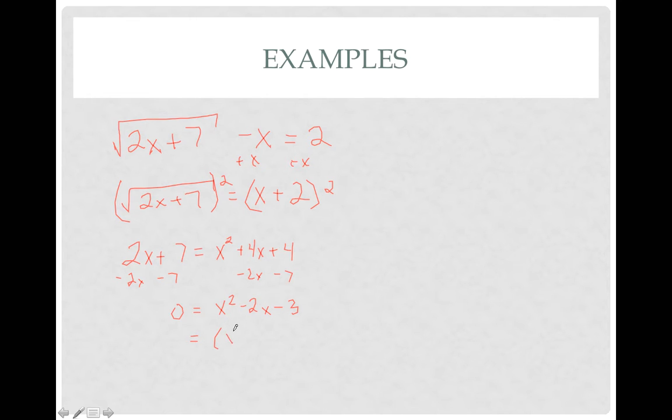And I'm pretty sure this is going to factor to x minus 3 times x plus 1. So therefore, x equals 3 and x equals -1. But here's the thing, I have to check my work. If I plugged in x equals 3, I get the square root of 6 plus 7, right? 3 times 2 minus 3. Does that equal 2? Well, 6 plus 7 is 13. That's not a radical, which means that doesn't work.